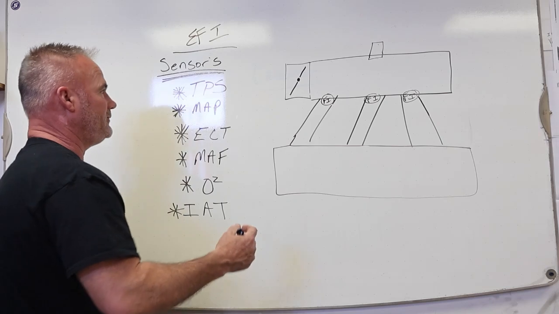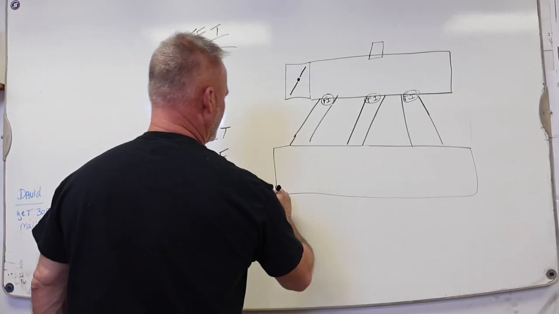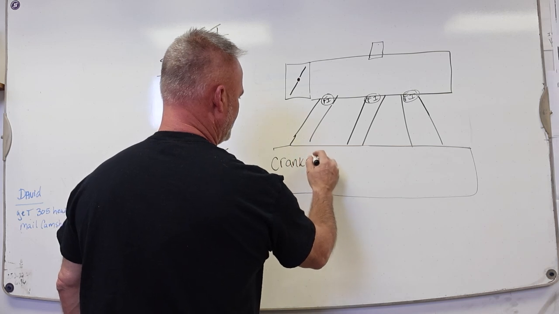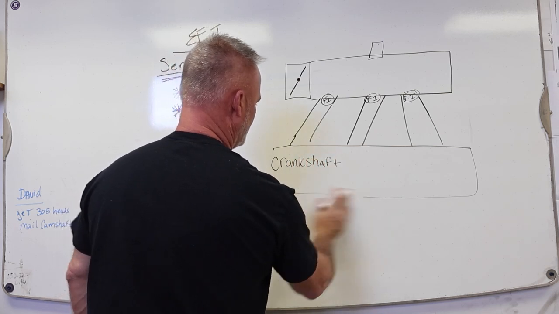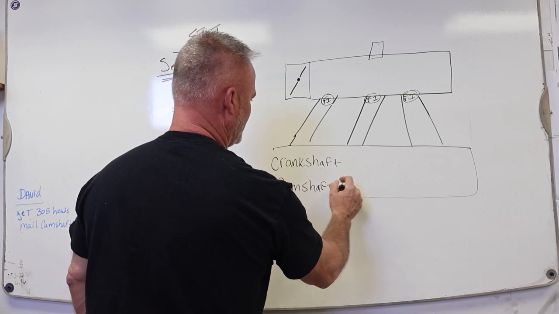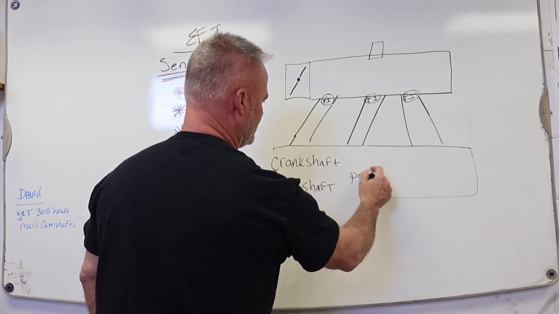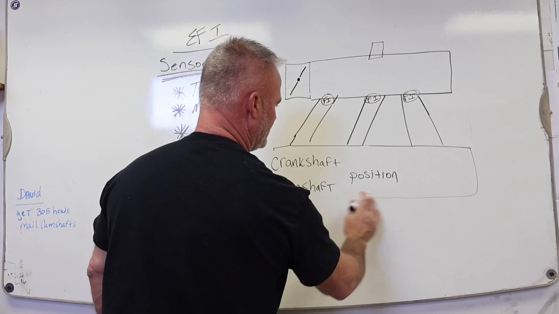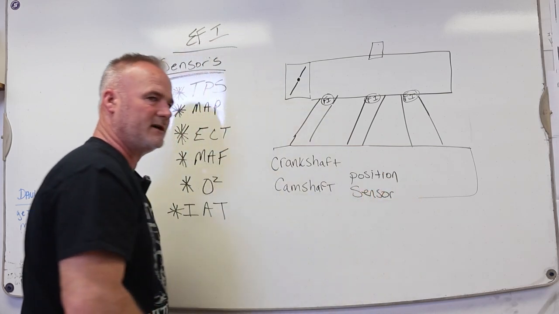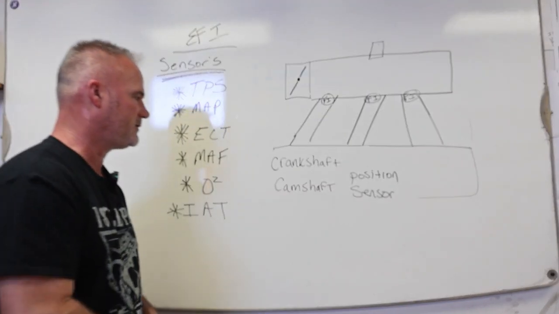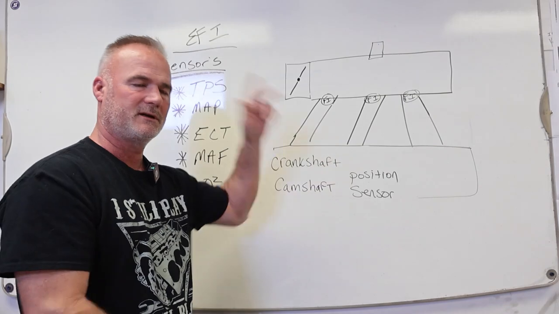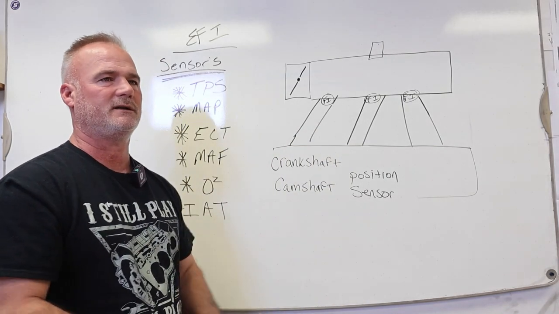I have to have, and I'll just write it right here, the crankshaft and camshaft position sensor. Now, the cam spins at what speed? Half the speed of the crank. Why do I need these two sensors? Because I want to fire the injector on what?